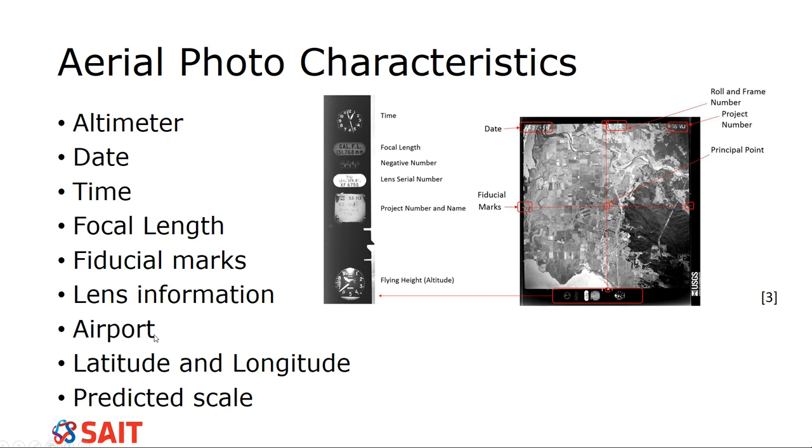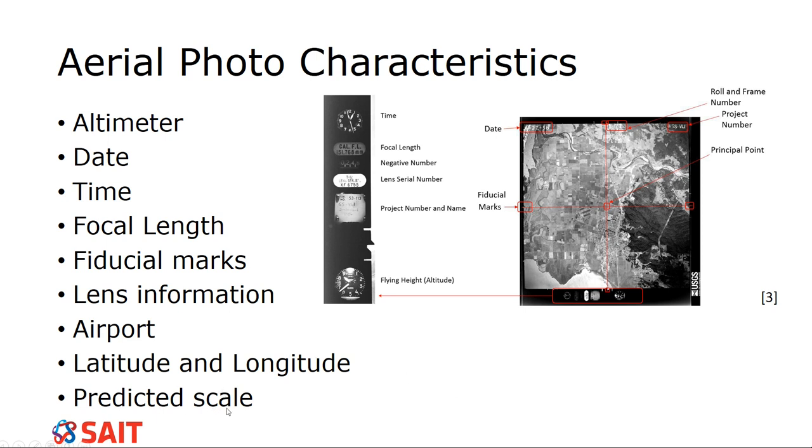Next thing is airport. This example here is not showing which airport it comes out of, but you'll see it might be written in here where it's coming out of. And then we have latitude and longitude, so it's the location. Again, we don't see it on this particular one, but on the newer images, they're all going to say where the center of the photo is.